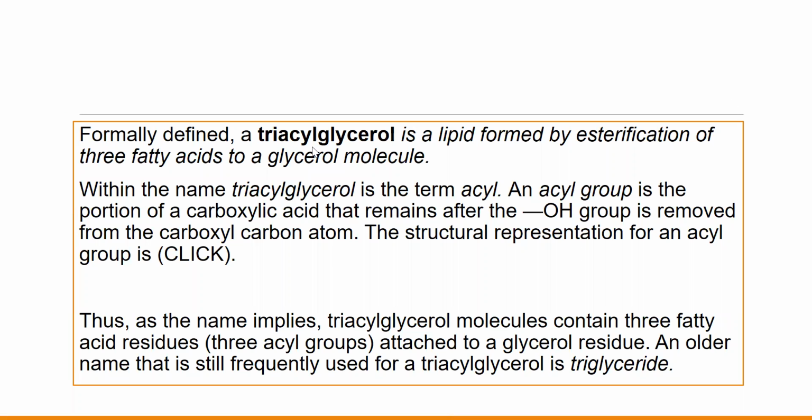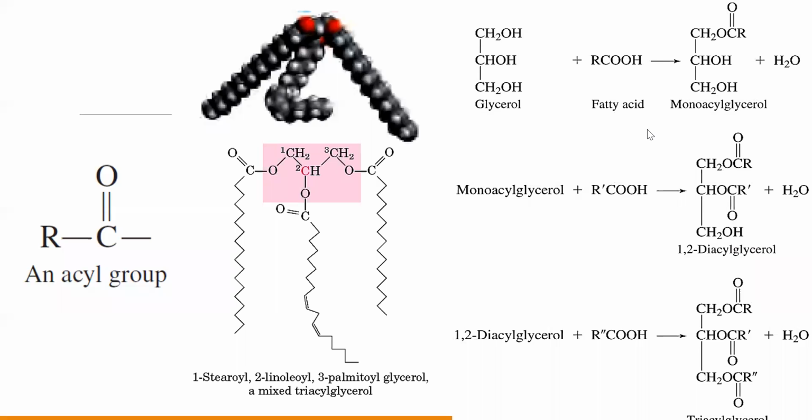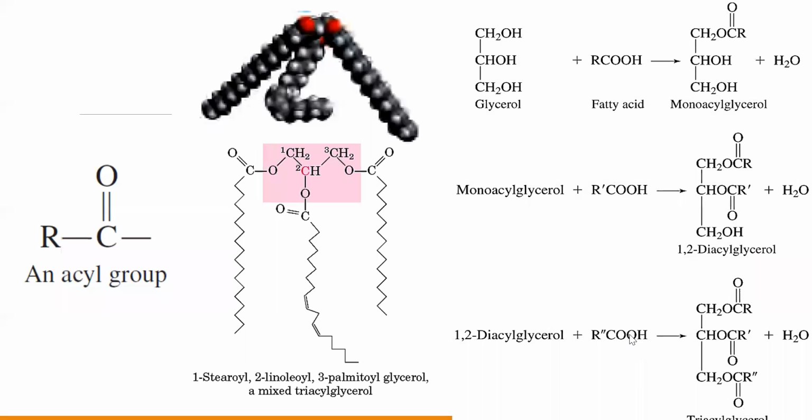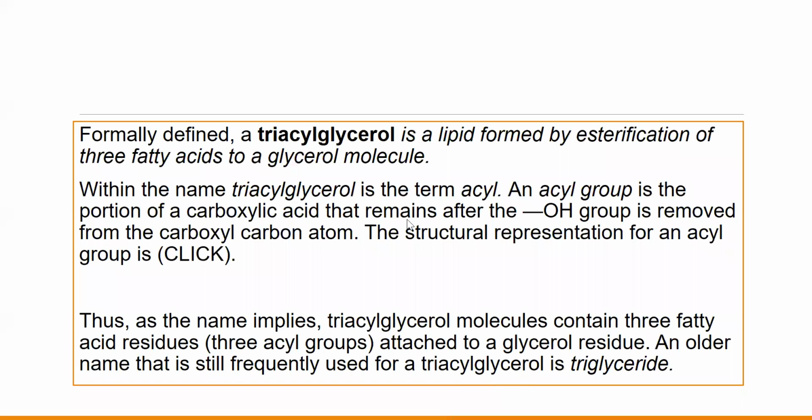So formally defined, a triacyl glycerol is a lipid formed by esterification of three fatty acids to a glycerol molecule. The glycerol and your fatty acids, that is your triacyl glycerol. But you notice here that you need 1, 2, 3 moles of fatty acids in order to prepare your triacyl glycerol, of course, because you have to form an ester here. Your fatty acids could be the same or could be different. And that is how your triacyl glycerol or triglyceride is prepared.